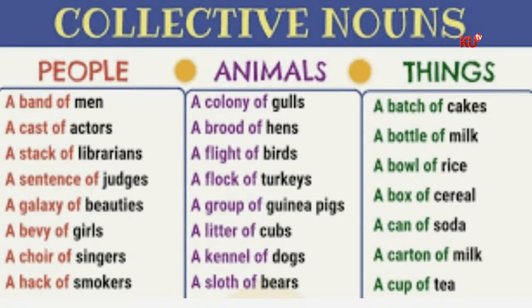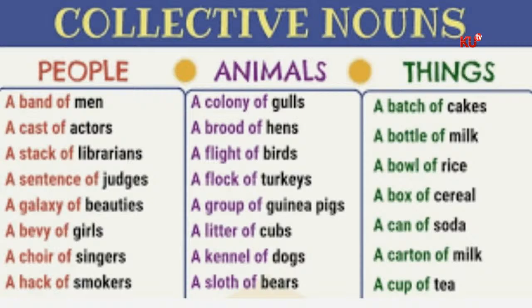We have a stack of librarians. These are many librarians together. We call them a stack of librarians. A sentence of judges. We can say a bench of judges or a sentence of judges, many judges sitting together. When many judges are together, we call them a sentence of judges or a bench of judges.